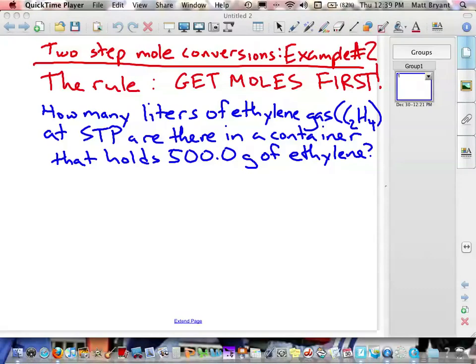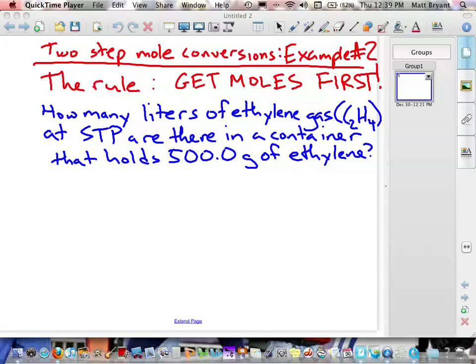And welcome back. Here we have our second example of two-step mole conversions. And again, I can't emphasize enough that the rule for two-step mole conversions is always to get moles first. As long as you can get from the beginning unit to moles, you can do pretty much anything you want. So, let's take this example here, and I've brought in a new unit just for kicks.